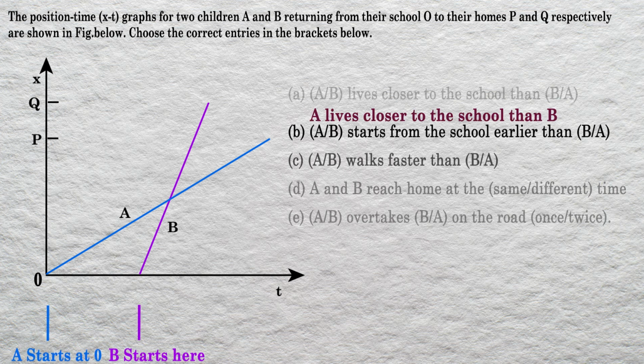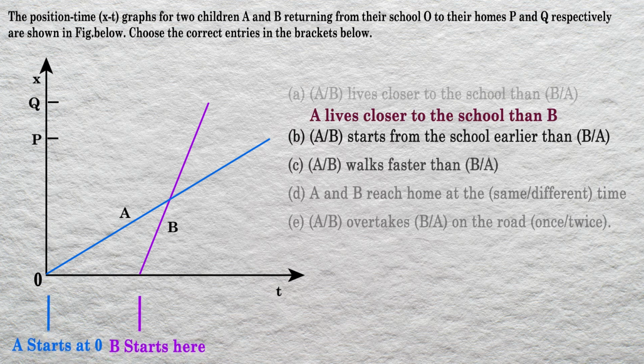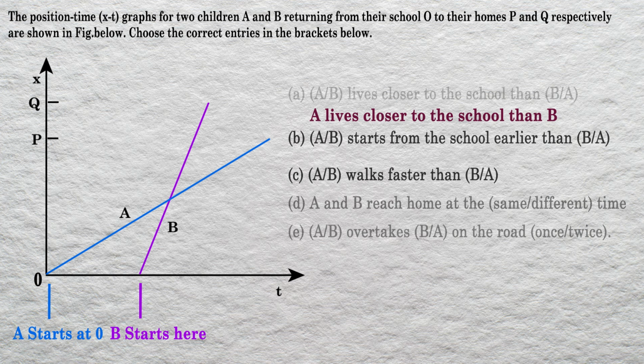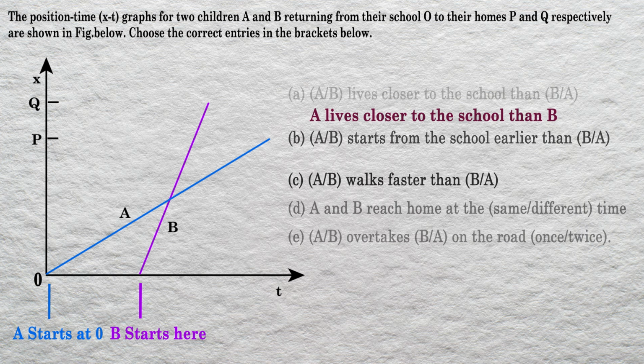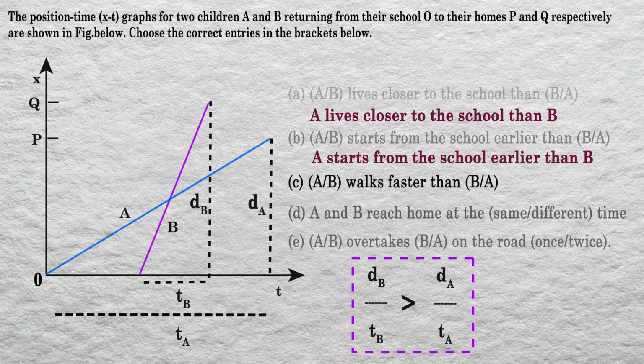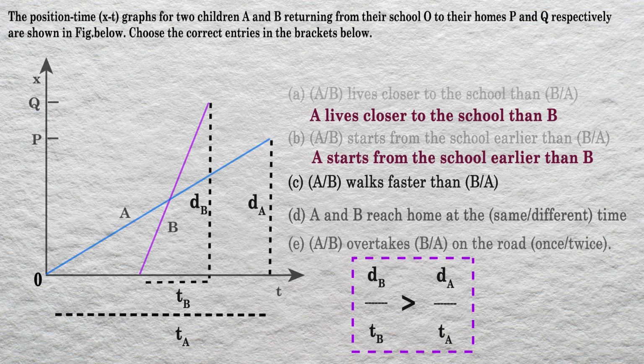You can see that A starts walking earlier. It starts at 0. B starts at some time later. Who walks faster? Well, this can be judged from the slope of distance time graph. The slope of distance time graph is speed. And clearly we can see that the slope of child B walking is greater than child A. In other words, we can say that B walks faster than A.